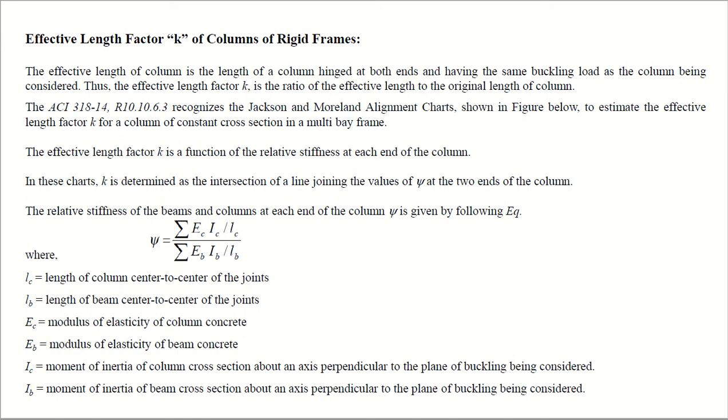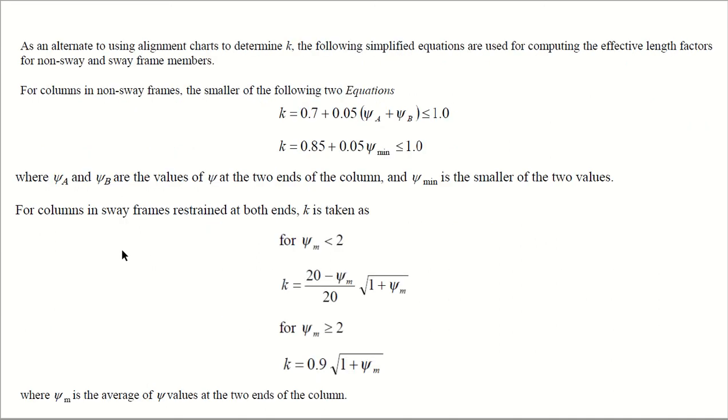The relative stiffness of the beams and columns at each end of the column, psi, is given by the following equation. Psi is equal to the summation of EC IC divided by LC, divided by the summation of EB IB divided by LB. Sorry, these are not I, this is LC and LB. LC is the column length, LB is the beam length, EC is the column modulus of elasticity, EB is the beam modulus of elasticity. Basically, these are for the materials. IC is the cross-sectional property, the column moment of inertia, and IB is the beam moment of inertia. So with this formula, you will determine the psi factor.